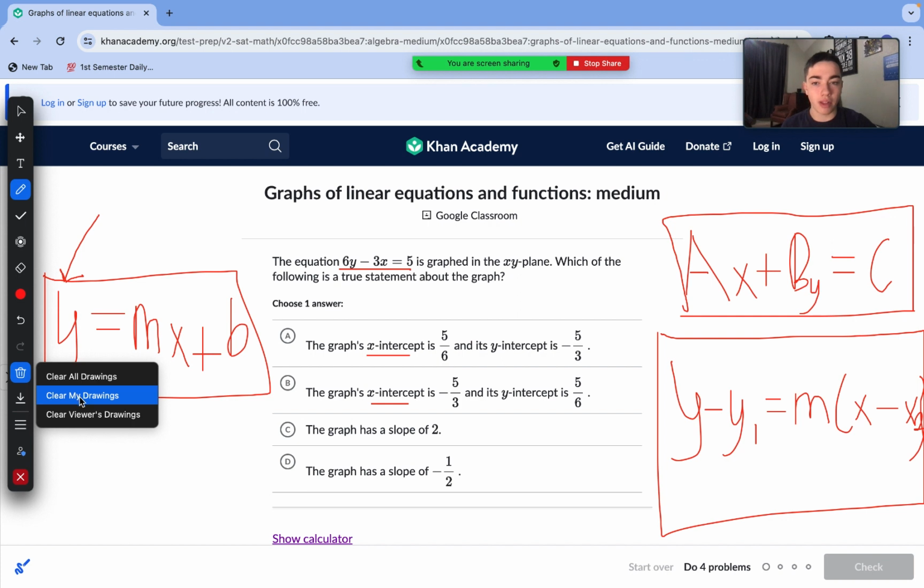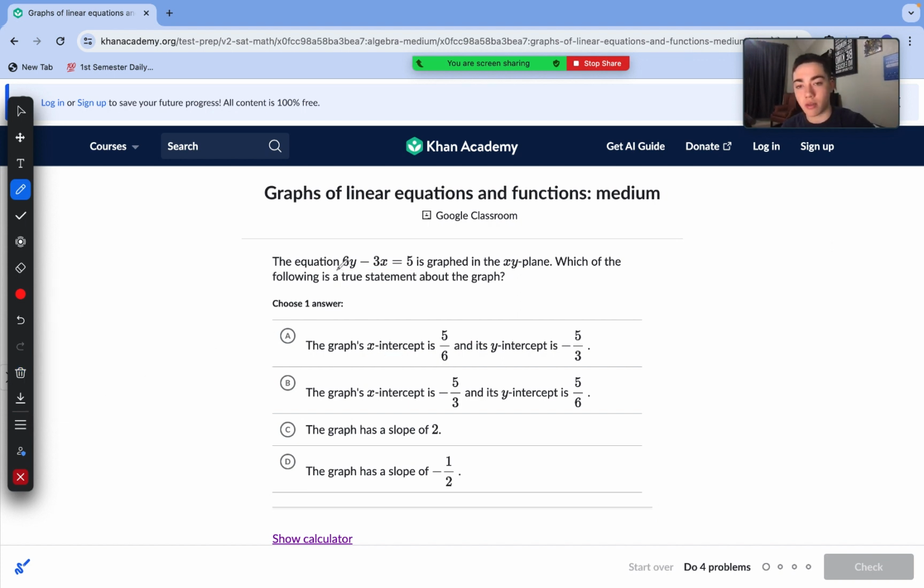Okay, let's tackle this question. The equation 6y minus 3x equals 5 is graphed on the xy plane. Which of the following is a true statement? So we have some questions regarding x-intercept and some regarding slope. Something that I noticed here is that the y-intercepts are different. So if we just convert this into y equals mx plus b format, we find both the slope and the y-intercept, meaning that if we convert this equation into y equals mx plus b format, we can find what the correct answer is. So let's do that.